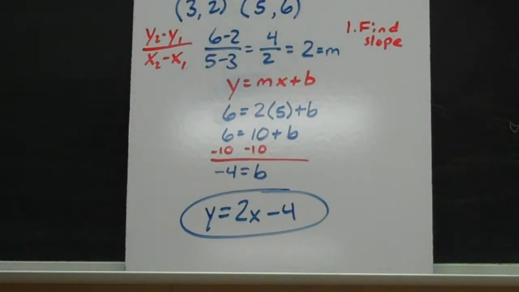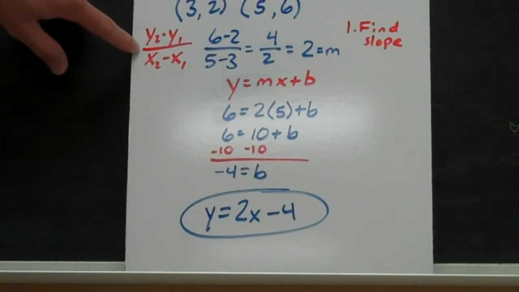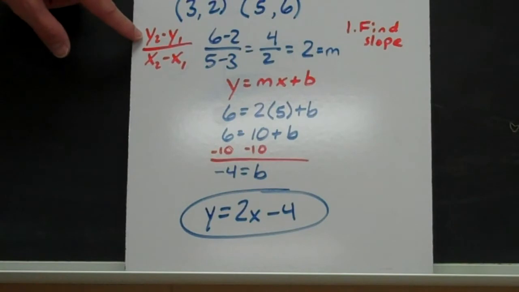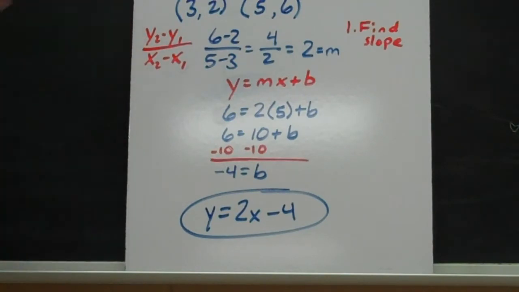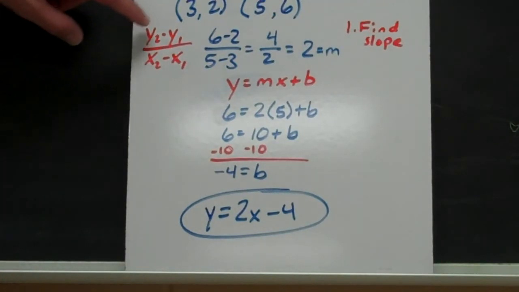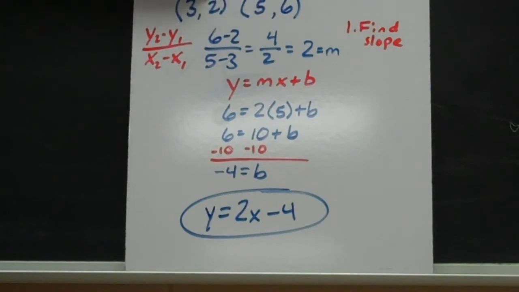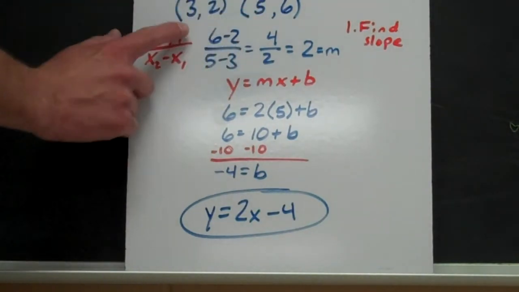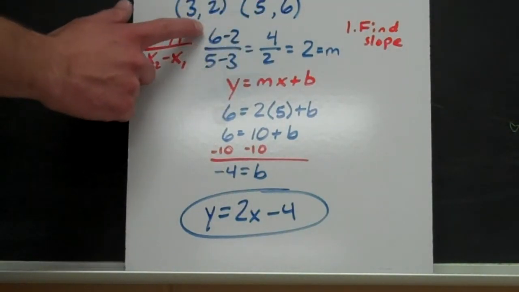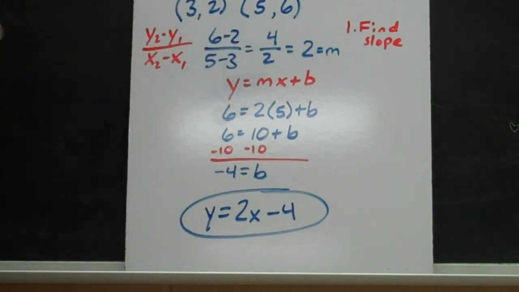M is our slope. We don't know the slope yet, so the first thing that we have to do is find the slope. And remember, for slope, you subtract your y values on top, y2 minus y1, and you subtract your x values on the bottom, x2 minus x1. So y2 minus y1 is 6 minus 2, x2 minus x1 is 5 minus 3. 6 minus 2 is 4, 5 minus 3 is 2, 4 divided by 2 is 2. So 2 is our m value, 2 is our slope.